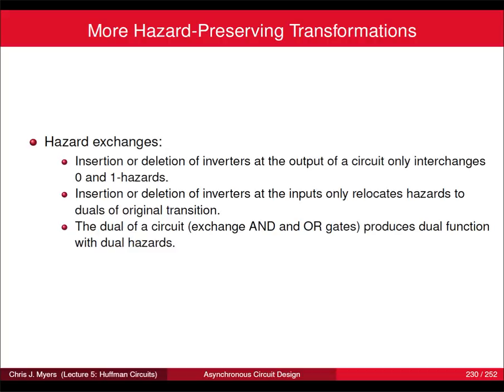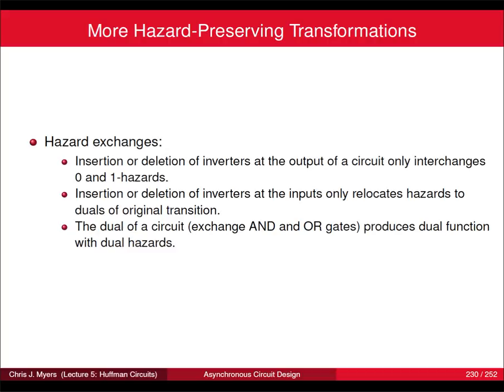The second thing is there are hazard-preserving hazard exchanges that you can do. For example, the insertion or deletion of inverters at the output of a circuit only swaps 0 and 1 hazards. So if you took a circuit and put an inverter at the output and you used to have a static 1 hazard, you now have a static 0 hazard. Insertion or deletion of inverters at the inputs only relocates the hazard to the duals of the original transition. So it's just going to move the hazard somewhere else in your function. And the dual of a circuit, if you exchange all the AND gates for OR gates, is just going to produce dual hazards. So it's just going to move the hazards around.